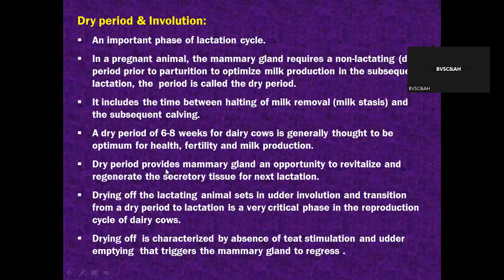So the dry period provides the mammary gland an opportunity to revitalize and regenerate the secretory tissue for the next lactation. Drying off the lactating animal sets in the mammary involution, and the transition from the dry period to lactation is a very critical phase in the reproductive cycle of dairy cows. Drying off is characterized by absence of teat stimulation and udder emptying, which triggers the mammary gland to regress.